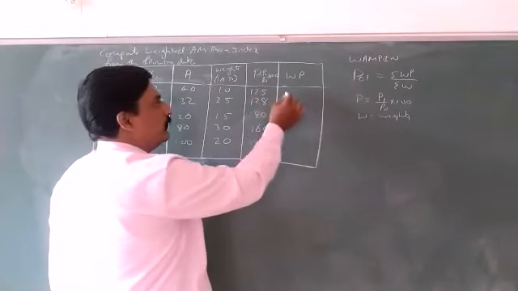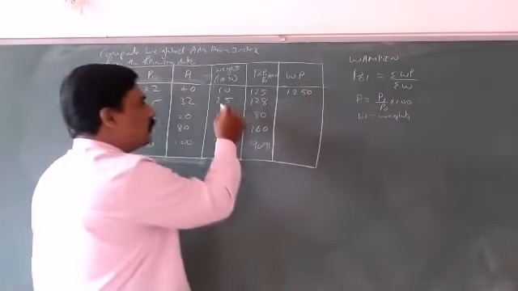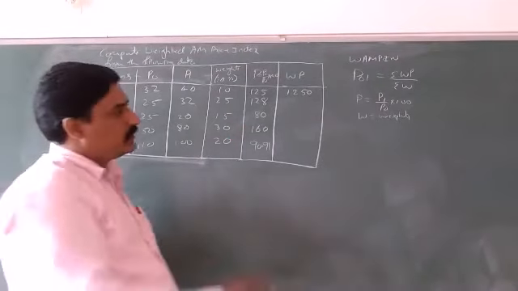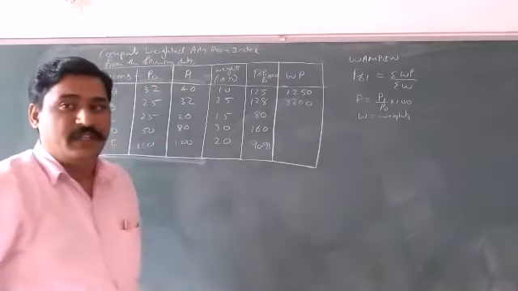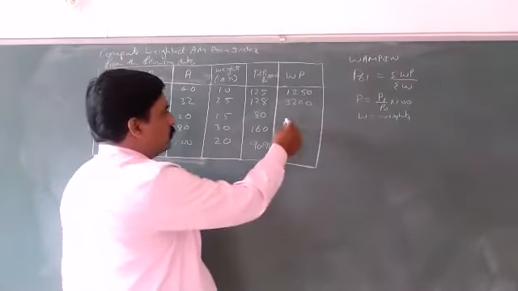So in the next step, find weights into P column. So 10 into 125, 1250. Then 25 into 128. So 25 into 128 is 3200. Then 15 into 80. So 15 into 80 is 1200.